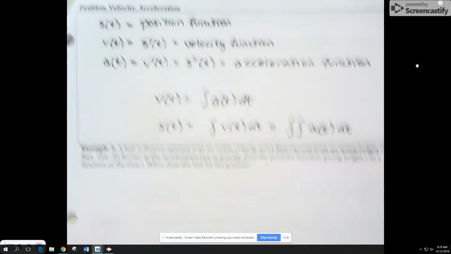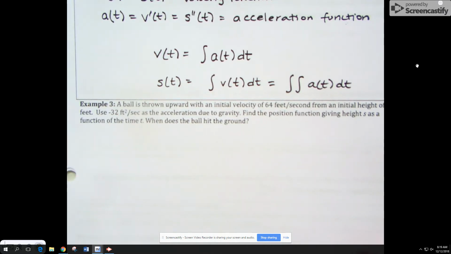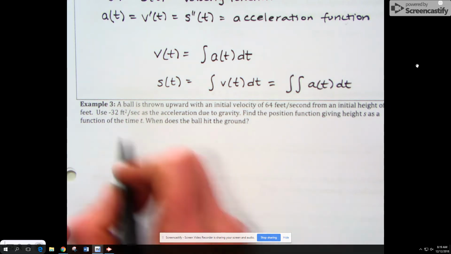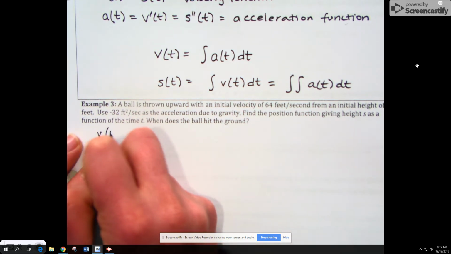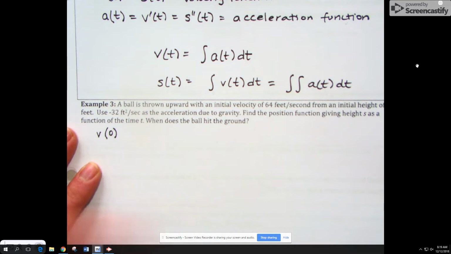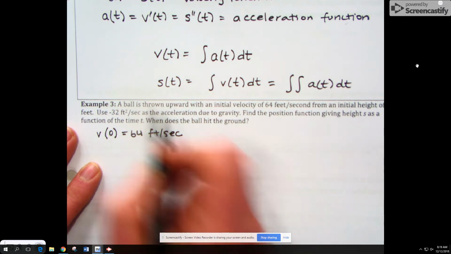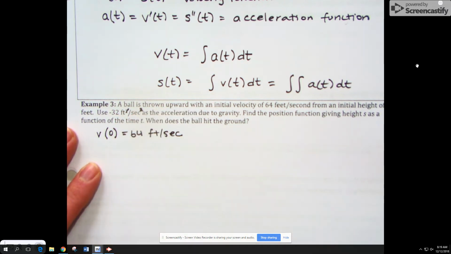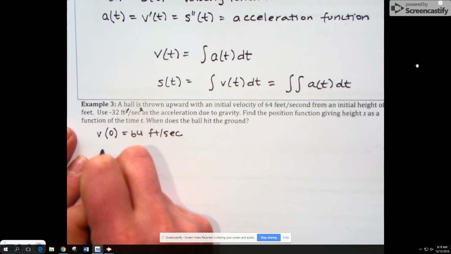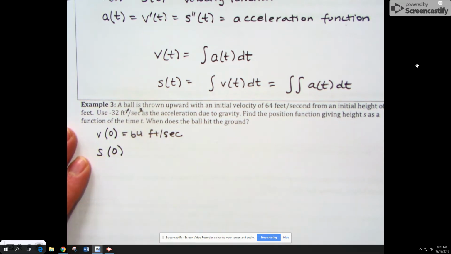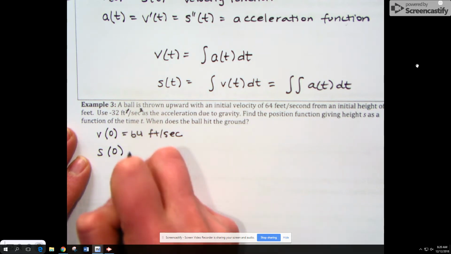So here's an example. They're going to look a lot like what you had before. It's just the order that things are going in. It says that we have a ball thrown upward with an initial velocity of 64 feet per second and an initial height of 80 feet. So they are giving us here a couple of points. Our velocity at time 0, initial velocity, right, time 0, is 64 feet per second. Oh, I think my units are off on my acceleration. And my position at time 0, right, was also given. It was 80.